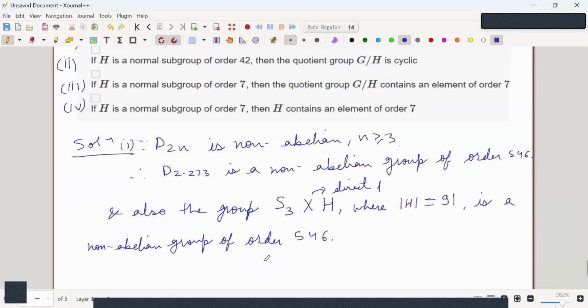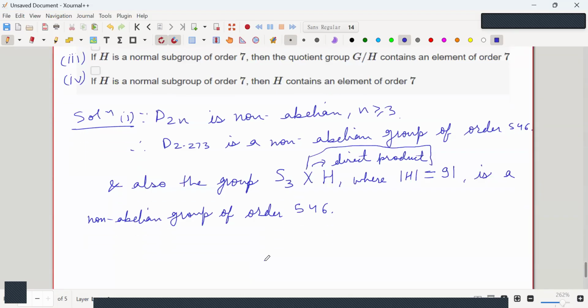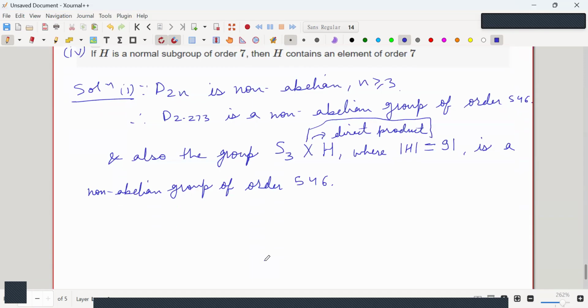I know that you may not be aware of this, but for the moment, you can just take this example. Later on, if we discuss direct products, then we can see this, or we can independently read what a direct product of groups is. That is not difficult.